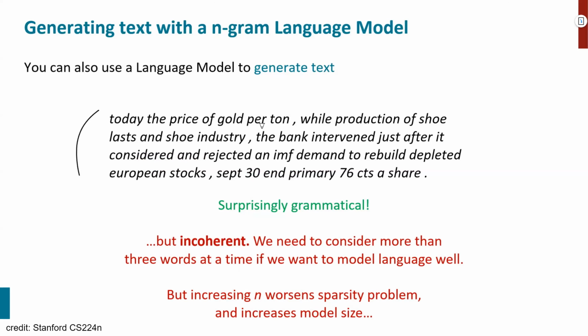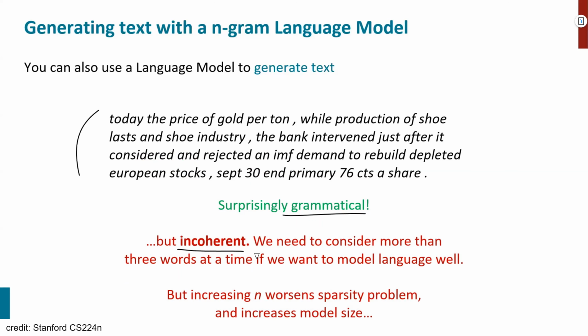Today, the price of gold per ton, while production of shoe less and shoe industry, the bank intervened just after it considered and rejected an IMF demand to rebuild depleted European stocks, September 30, and primary 76 cts a share. Surprisingly, it is so grammatical. However, the content is incoherent. It does not make any sense. You don't know what it's talking about, right?